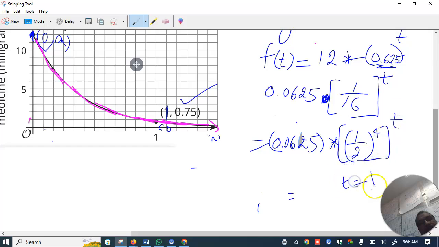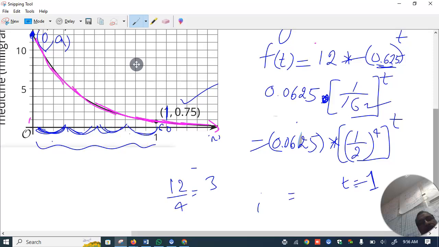I can break this up because there were 12 spaces here, and because there is a 16 here, 12 spaces divided by 4 gives you 3. So this is 3 spaces, another 3 spaces, another 3 spaces. That means half is multiplied, so there is half, half, half, half.